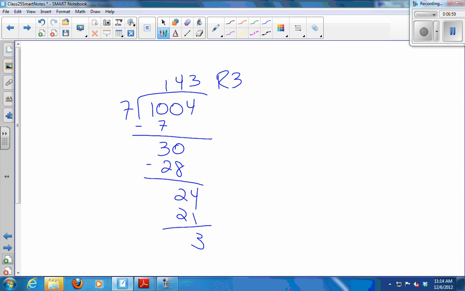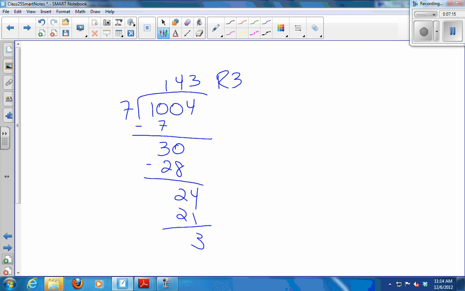Yes? So the answer doesn't matter at all. The answer does not matter at all. Just the remainder. What does 143 represent, though? How many weeks have passed? It's been 143 weeks and 3 days.